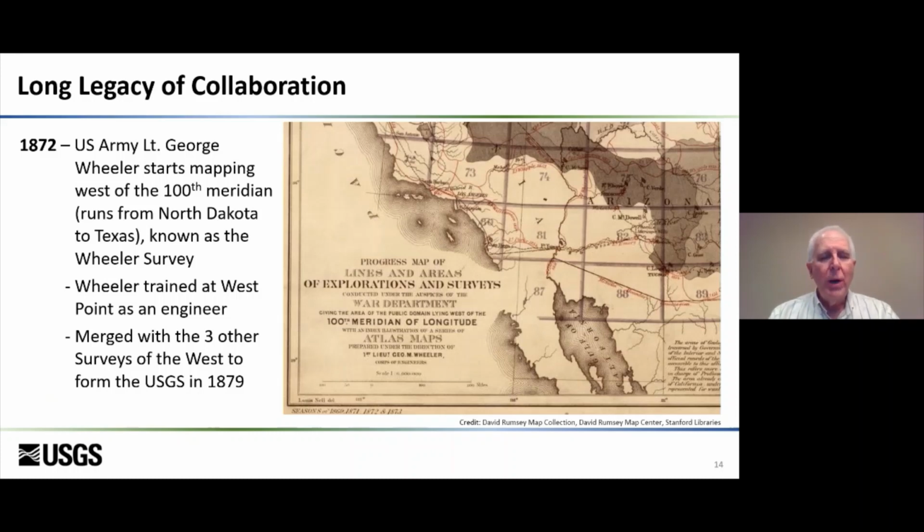Now, Wheeler was trained as an engineer, or a topographic engineer, at West Point, and so that was his duties in the Army, was basically exploring and mapping. Now, the Wheeler survey and what became the Powell survey and two other great surveys of the West, Congress merged together in 1879 to form the USGS. And so Wheeler, while he didn't continue on and work for USGS, he continued his Army career.